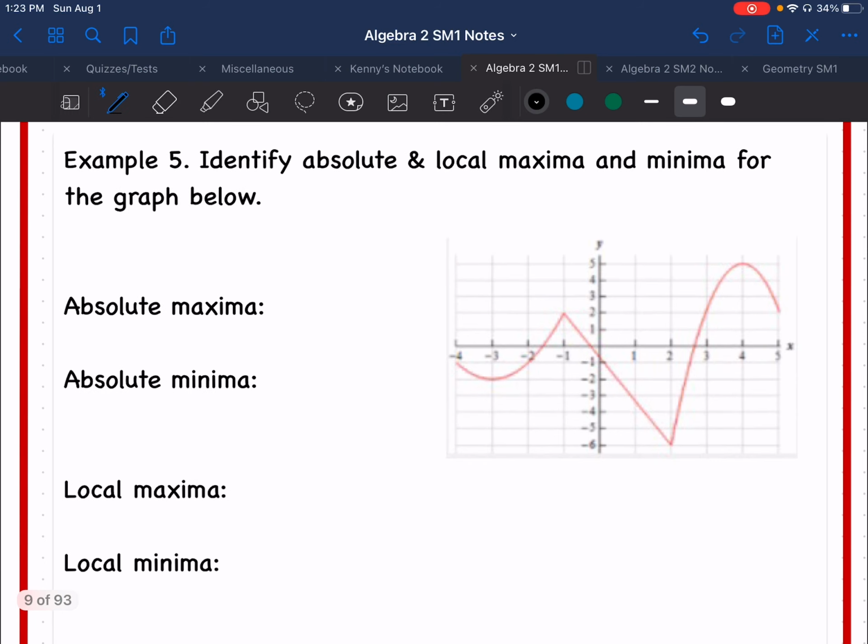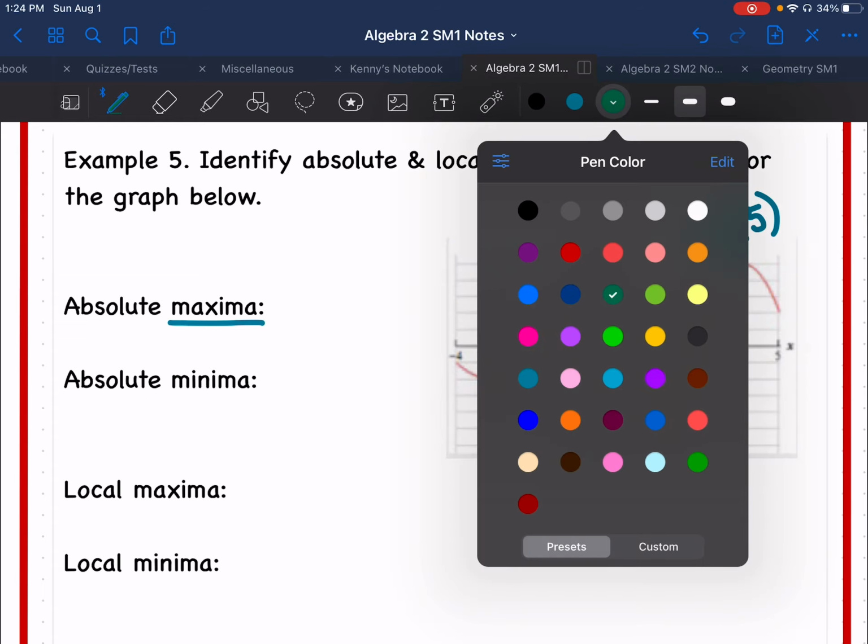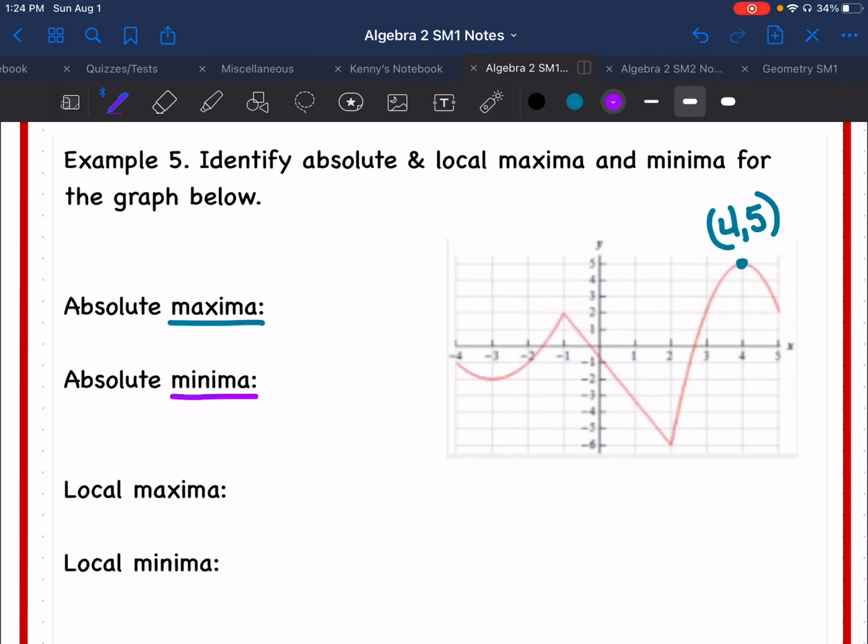So my absolute maxima, these are the highest and or the lowest. So let me go ahead and I'm going to put the maxima in blue. So I want the very highest point that we have. It looks like it's this point right here, which would be at 4, comma 5. This would be the ordered pair for that point. And then let me go back to my purple for the minima. The lowest point we have would be right here, and this appears to be the point +2, comma -6.